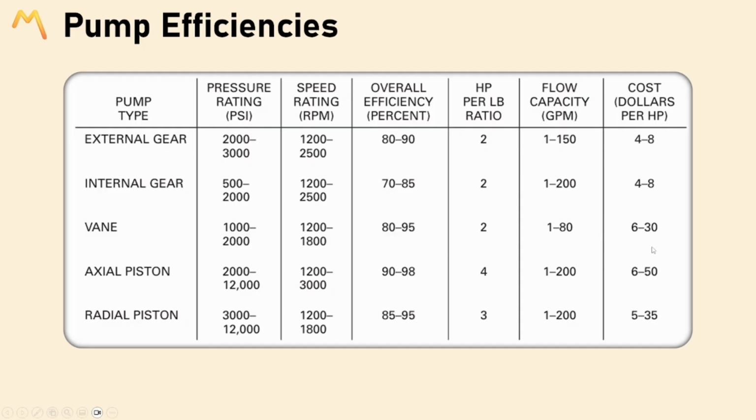Now note that this is reflected in the cost, where piston pumps typically cost substantially more than external and internal gear pumps, with vane pumps sitting at a somewhat middle rating. The flow capacity is also an interesting metric to look at. We can see that internal gear pumps and both types of piston pumps have a very high flow capacity in gallons per minute. External gear pumps are a nice mid-range. And finally, vane pumps, which do not pump a lot of fluid at a high rate.